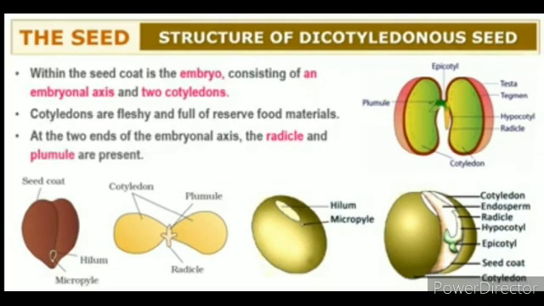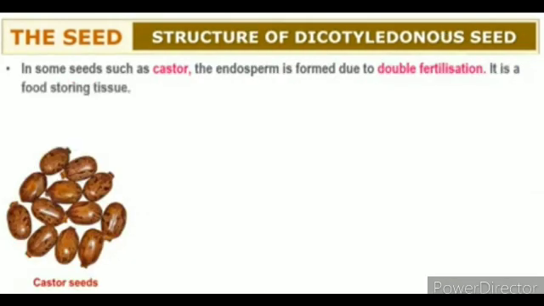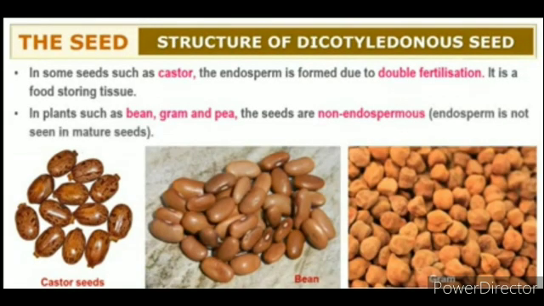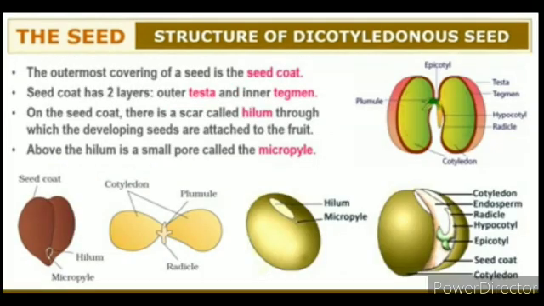Within the seed coat is the embryo consisting of an embryonic axis and 2 cotyledons. The cotyledons are often fleshy and full of reserve food materials. At the 2 ends of the embryonal axis are the radicle and the plumule. In some seeds such as castor, the endosperm is formed as a result of double fertilization. It is a food storing tissue. In plants such as beans, gram and pea, the endosperm is not present in mature seeds and such seeds are called non-endospermic.